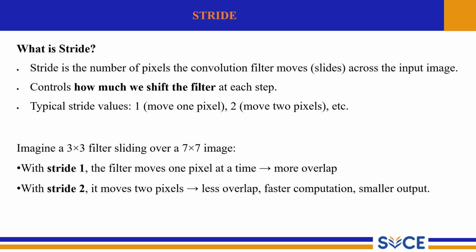Effect of stride on output size. Stride has a different impact on the size of the output feature map. When a large stride is used, the filter overlaps less with the previous position, resulting in a smaller output feature map. When a smaller stride is used, there is more overlap between filter positions, producing a larger output feature map with finer spatial details.